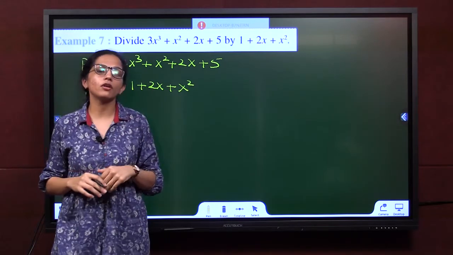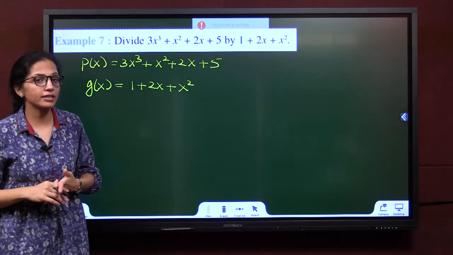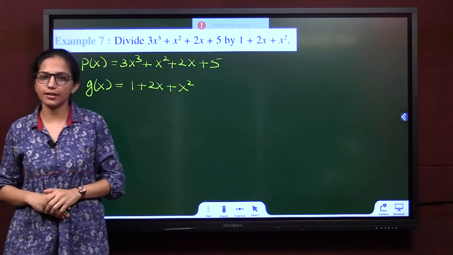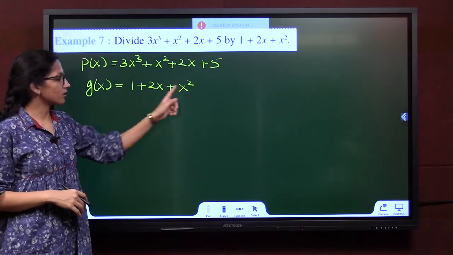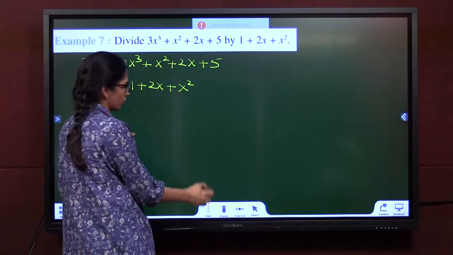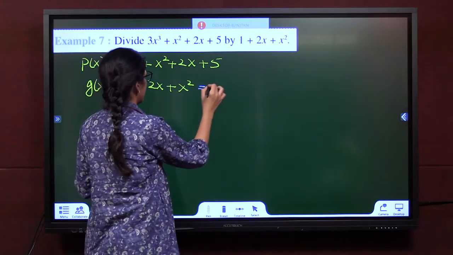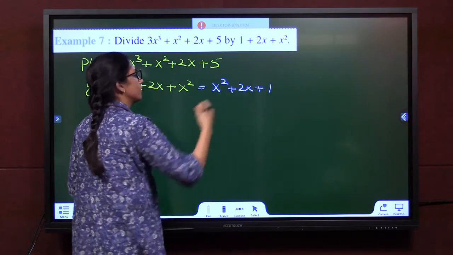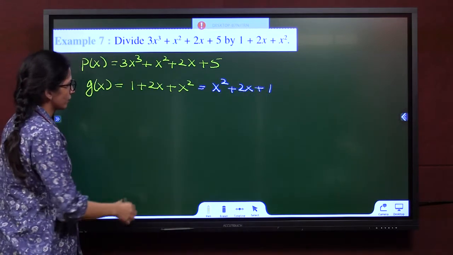What did I tell you in the note? Rearrange from highest degree to lowest degree. 3, 2, 1, 0. It's already rearranged. It's not rearranged. Rearrange it. So I'm rearranging this. So this will become x square plus 2x plus 1. 2, 1, 0. Yes? Now we will start dividing.